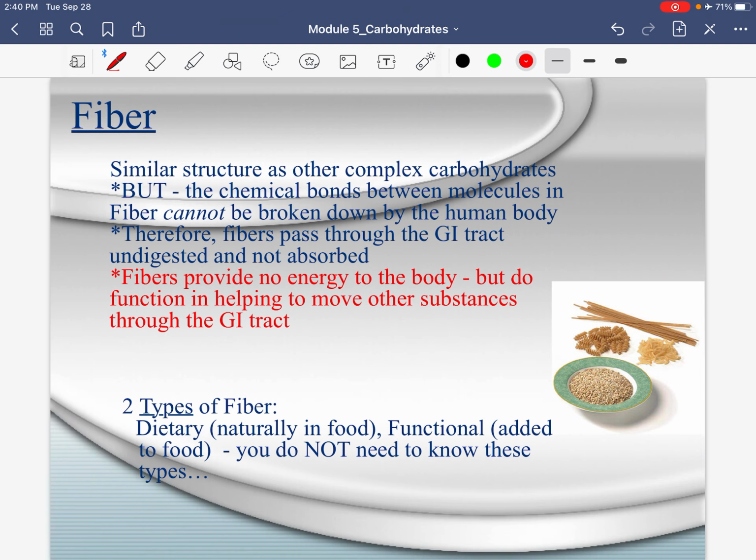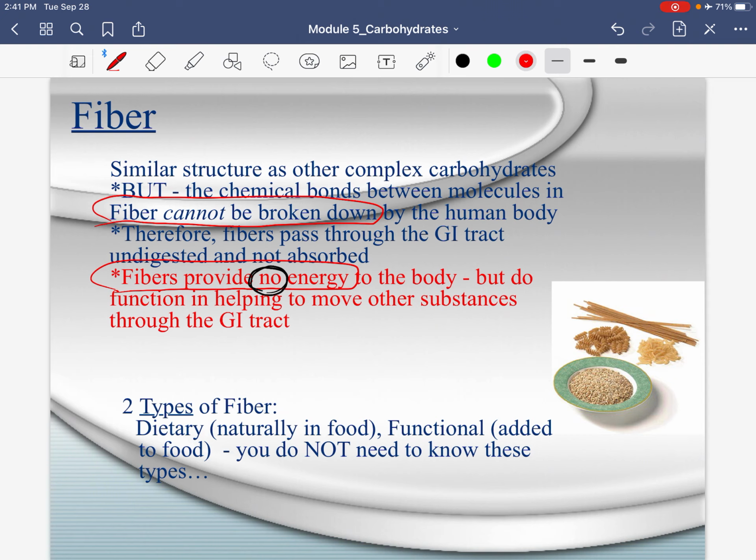Fiber. All right, fiber is a little bit different in its chemical structure, and that difference means that it cannot be broken down. Therefore, fiber passes through your GI tract undigested and not absorbed. So fibers do not provide energy. Fibers provide no energy. So even though it's a polysaccharide, the function of fiber isn't to give us energy.